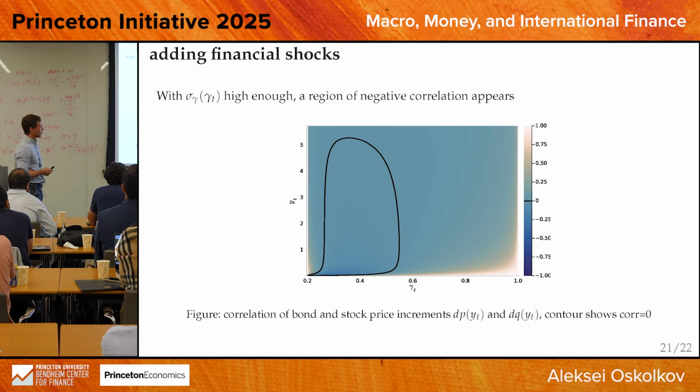As the price of stocks goes down, the price of bonds goes up. So gamma has to be low enough, but gamma also has to be volatile enough. And with the distribution that we assumed before, here in these regions, close to the boundary, it is not volatile enough.